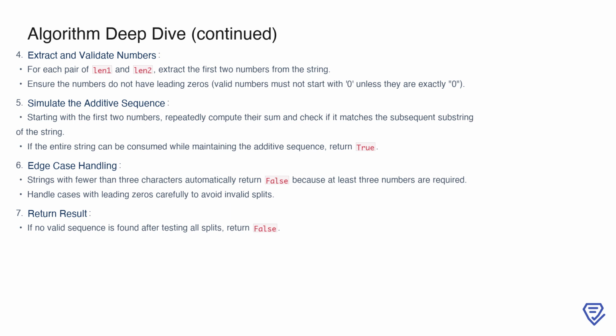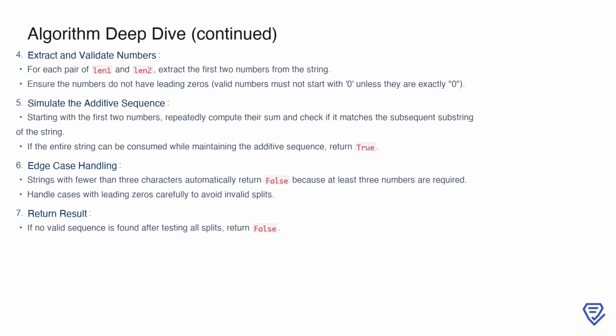After validating the numbers, we simulate the additive sequence. Starting with the first two numbers, we repeatedly calculate their sum and check if it matches the corresponding substring in the string. If we can consume the entire string while maintaining the additive property, then the string represents a valid additive number.